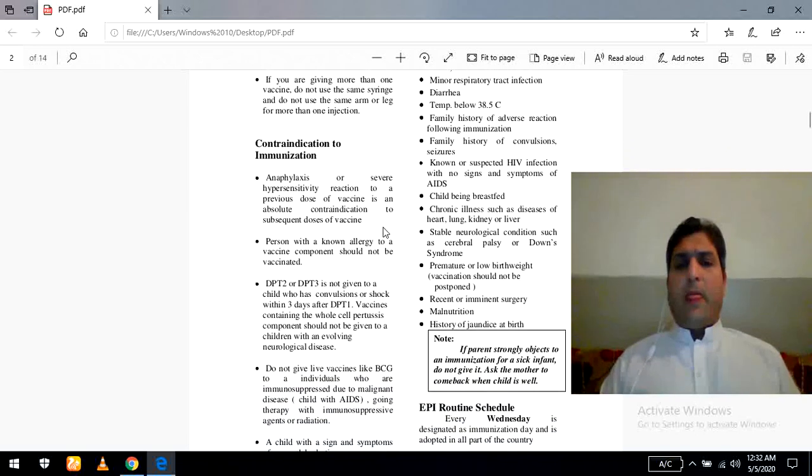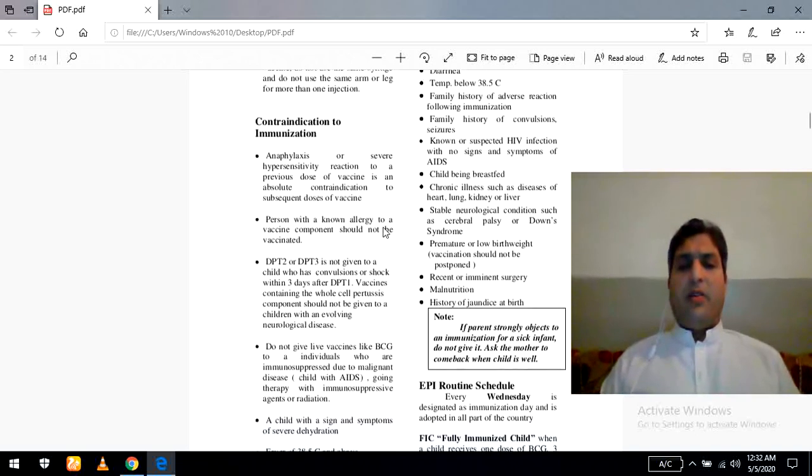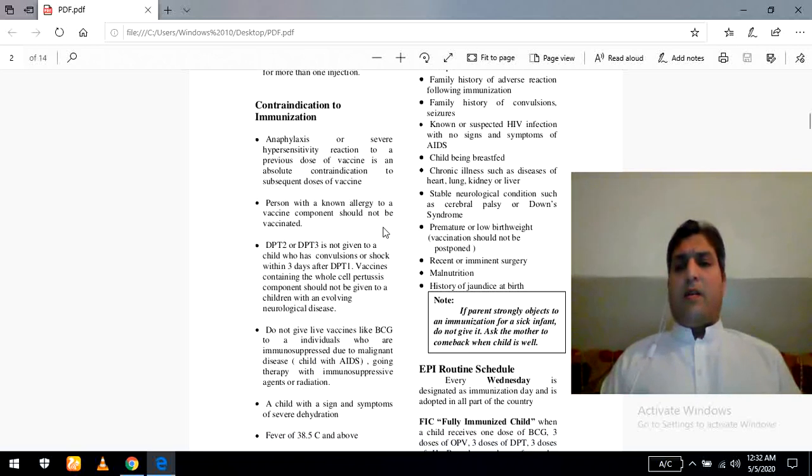So from this, what is clear? It is clear that there are certain conditions where we have to avoid the EPI program or the respective vaccine. Anyhow, if minor conditions are present, the presence of those minor conditions doesn't mean that we have to stop or avoid the vaccination program.